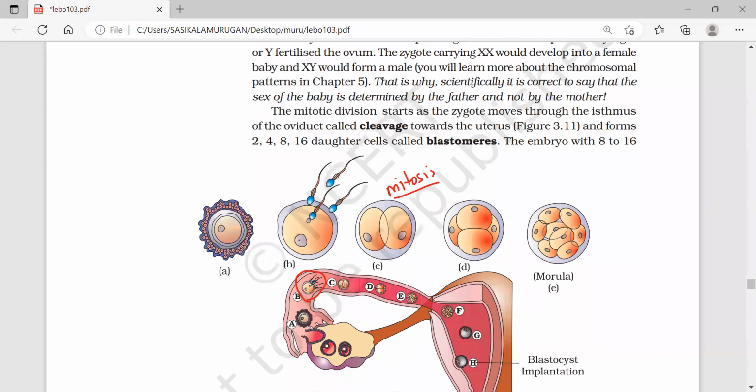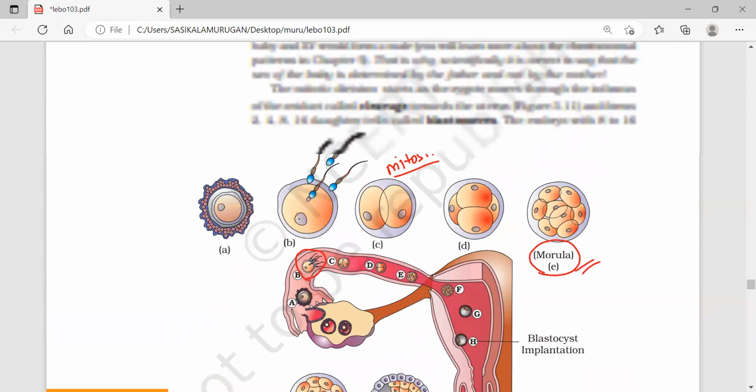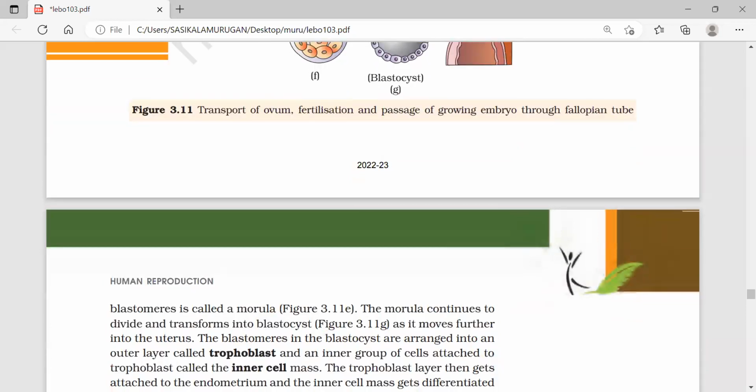When it reaches the 8 to 16 cell stage, these cells are called blastomeres. We can expect a question: what is a blastomere? These blastomeres are the cells formed by the slow and gradual division of the embryo. When it reaches 8 to 16 cells, it is called a morula. Note down the structure called morula, and we can expect a simple question: how many cells does the morula contain? That is very important.